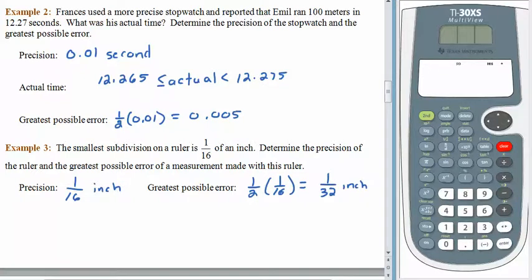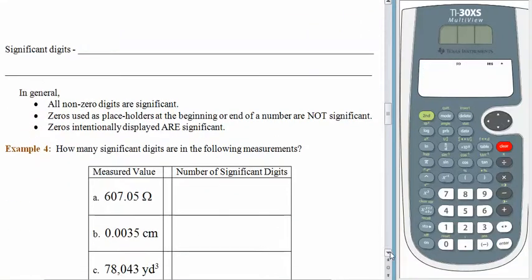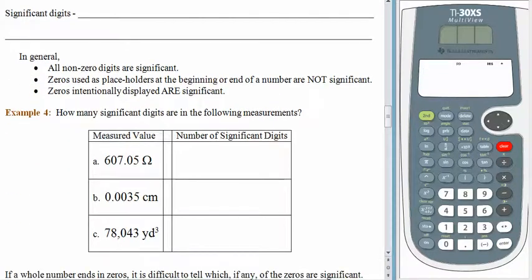All right, so let's flip the page and talk a little bit about significant digits. We use significant digits to communicate with other people about the precision of the measurement. So significant digits convey information about the precision of a measurement.